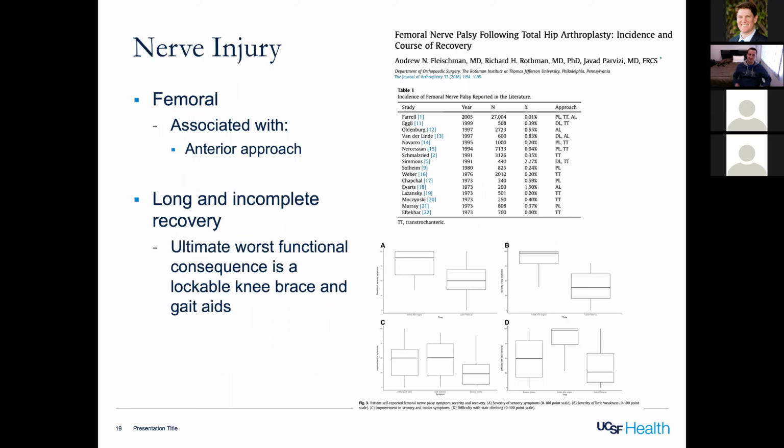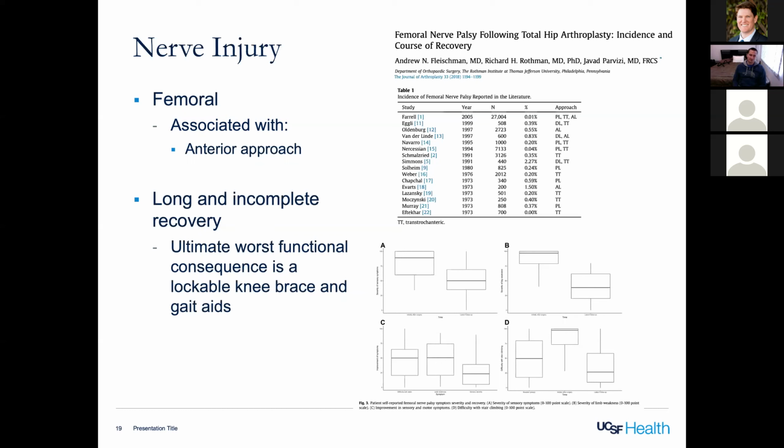In terms of femoral nerve injury, this is generally associated with an anterior approach, although if you look at the femoral nerve injury rates from approaches, it happens from any approach, just like sciatic nerve injury can happen from any approach as well. It's probably less common overall than a sciatic nerve injury, although it does happen. The quoted rates in the literature are relatively low if you look at this table.